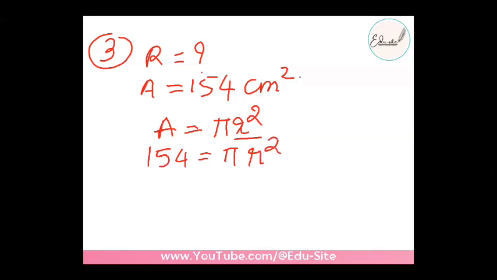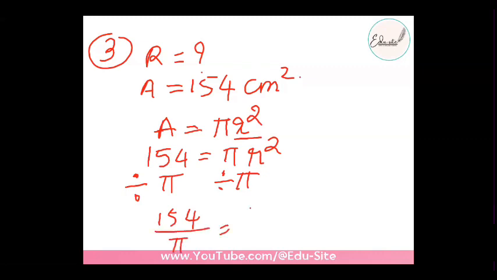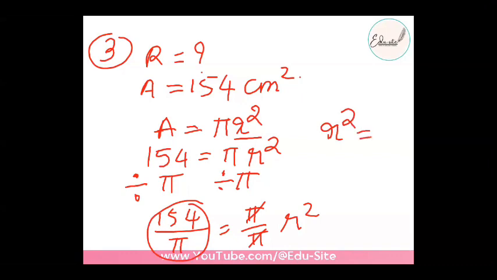First thing, what are you going to do, Aisha? Is it not divided by pi? Yes, we divide both sides by pi. So it is 154 over pi. Find the answer to 154 over pi. So r squared would be 154 over 3.142. It's 49.044. So it is 49. Let's just write it as 49, okay? 49 equals r squared.